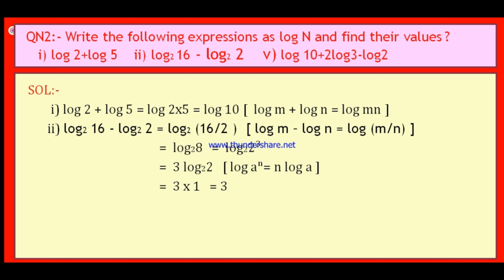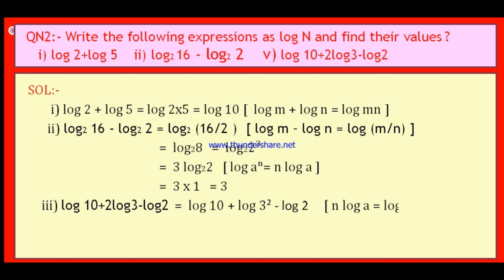And look at the fifth bit now. Log 10 plus 2 log 3 minus log 2. Log 10 to the base 10 plus 2 log 3 minus log 2. Here, this 2 is multiplying log 3. If we take it inside, it should become the exponent of 3. Therefore, this is log 10 plus log 3 square minus log 2. Why? Because n log a is equal to log a power n.